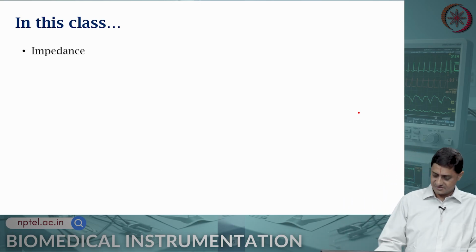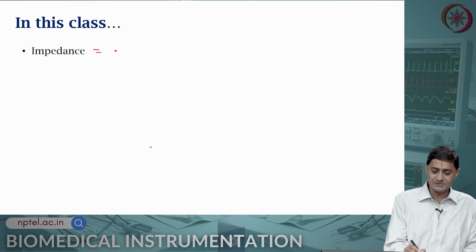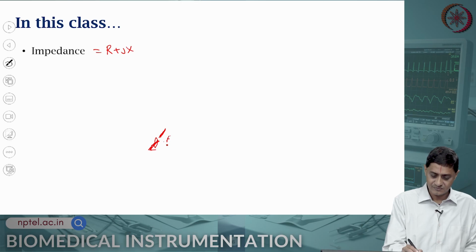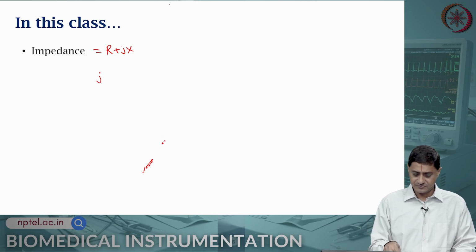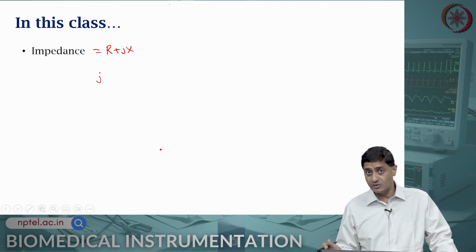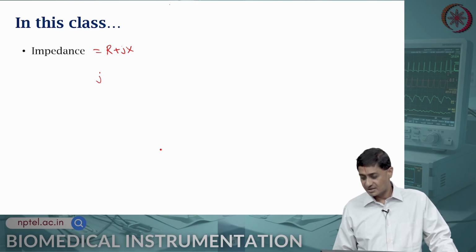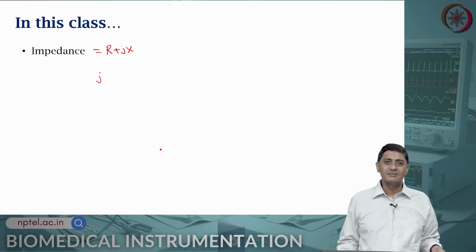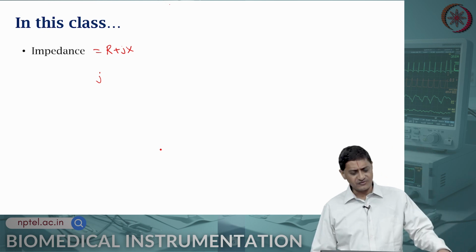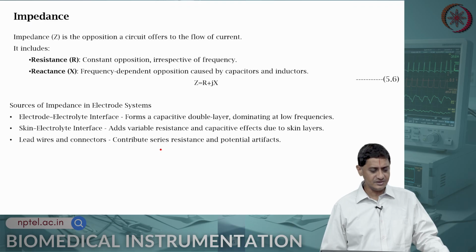What is impedance? We know what is impedance. Impedance is resistance plus reactance, R plus jX, where j is the imaginary number. We know this, and we know X itself is frequency dependent. How do we know this? We know this from high school physics and from basic electrical engineering courses, from our previous knowledge, right?